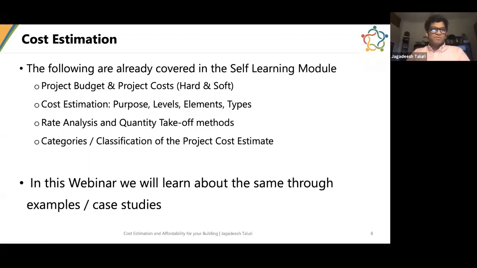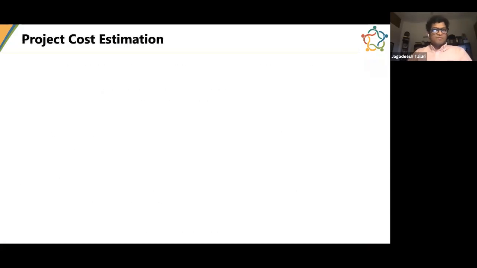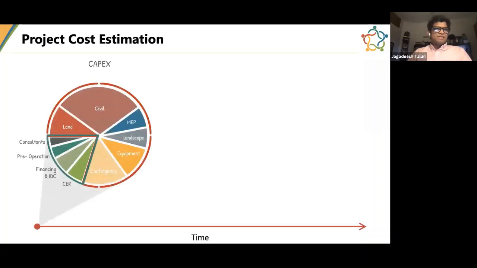In the self-learning module, you must have understood the difference between project budget, project cost, hard cost, soft cost, and how to do cost estimation, how you do rate analysis and do quantity takeoff for any new assembly that you are proposing, and what are the categories and classifications of project cost estimate. I will be taking you through some examples and case studies in this webinar rather than telling you how you do the estimation. So broadly, this is what you must have seen in the learning module.